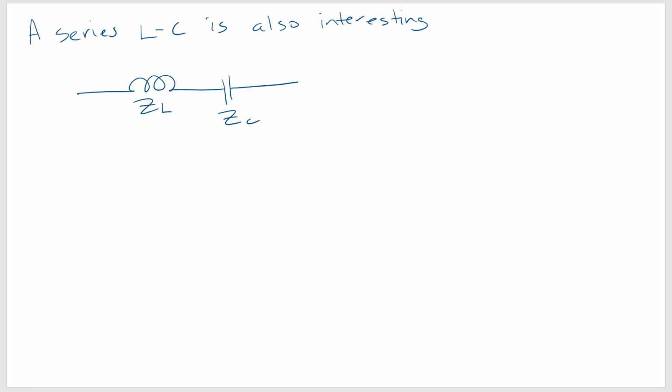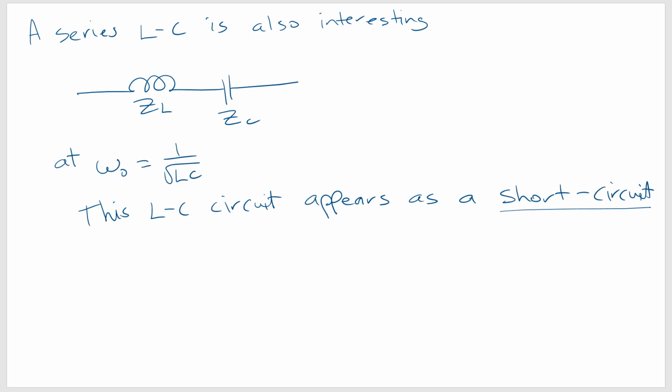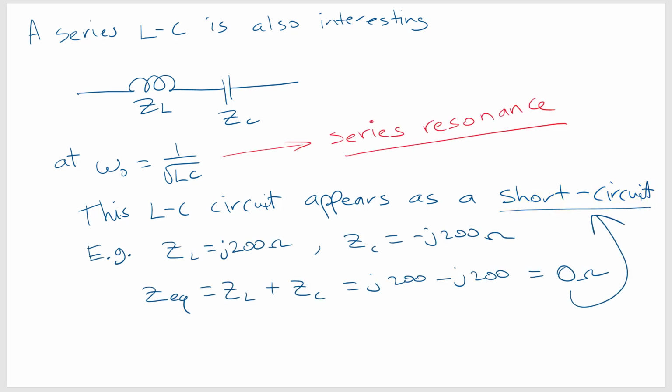So now, there's also a really interesting application of this LC, but in series. This is a series LC, and this has a series resonance as well. But in contrast to the parallel LC, this LC appears as a short circuit at the series resonant frequency, and we can see that. In series, the equivalent impedance is just going to be ZL plus ZC, and if the impedances are equal and opposite in magnitude, they're going to cancel each other out, and we're going to get 0 ohms. So this series LC is going to appear as a short circuit.